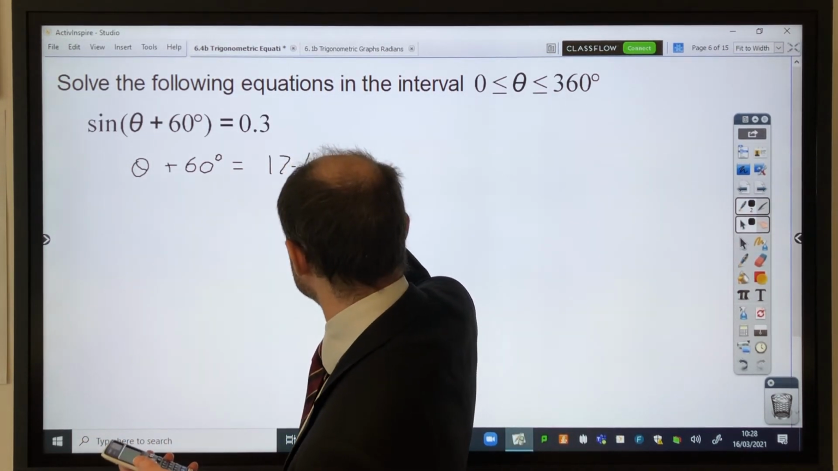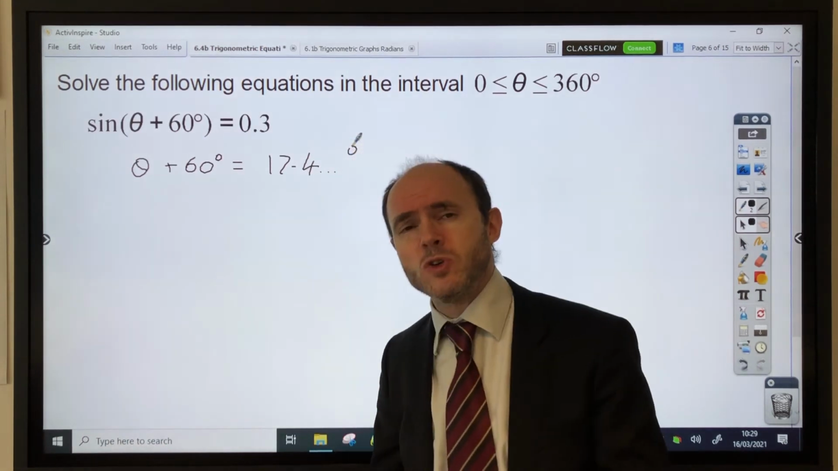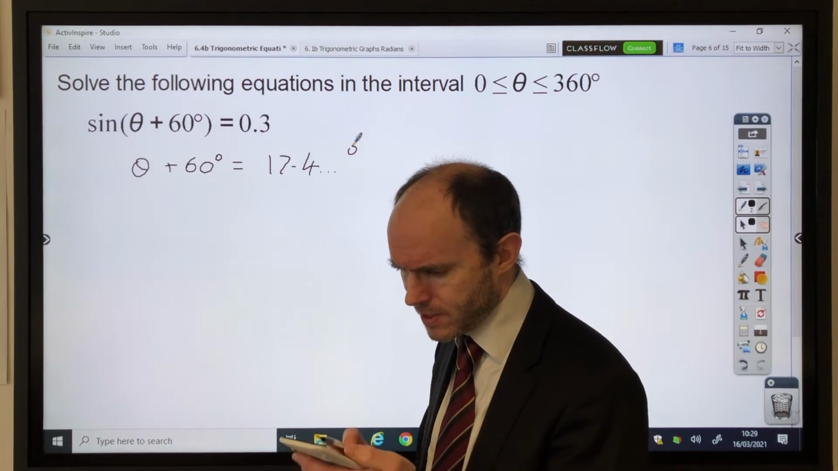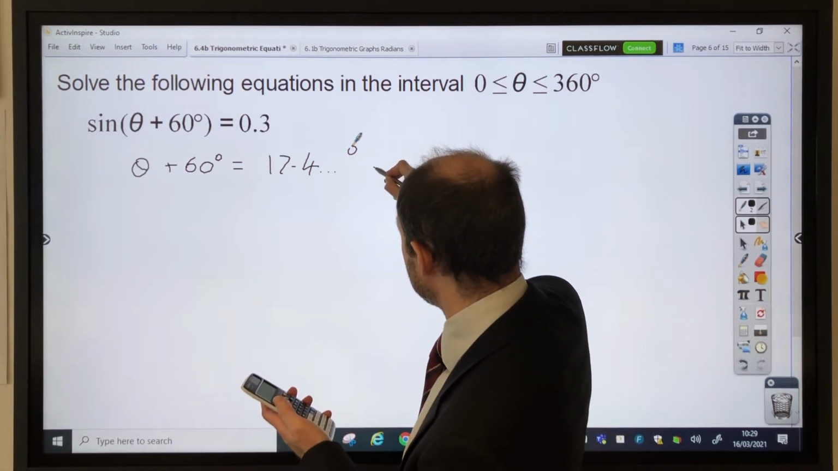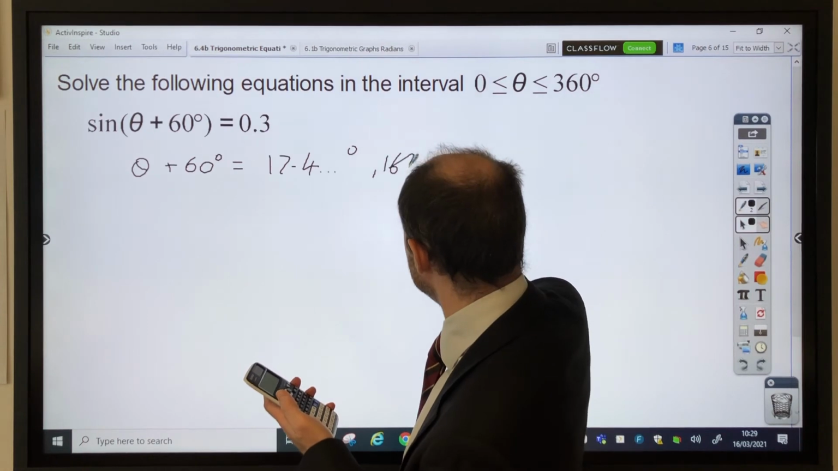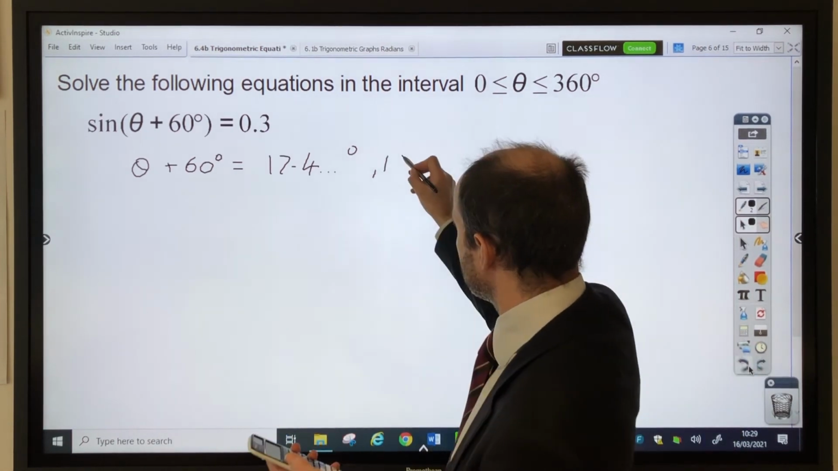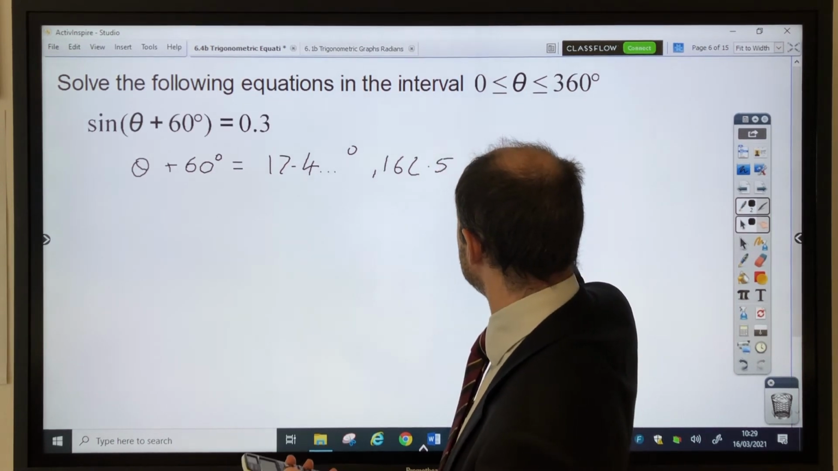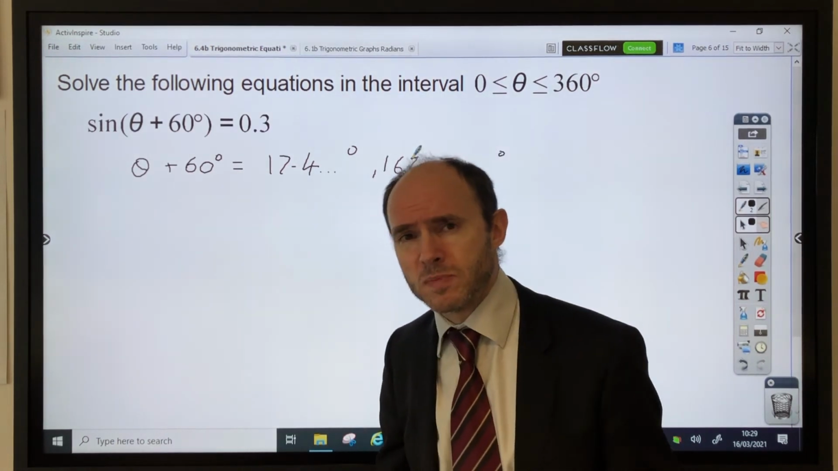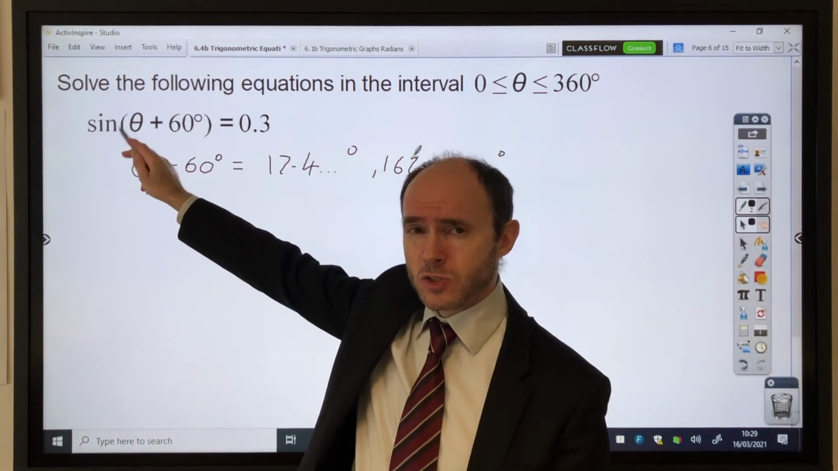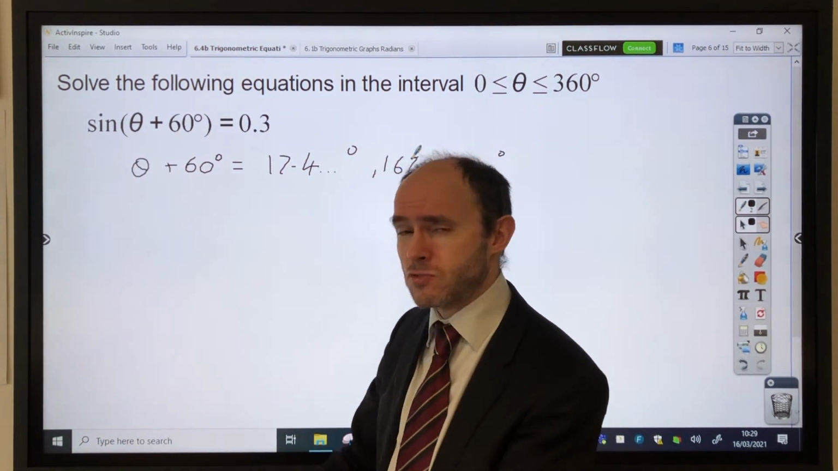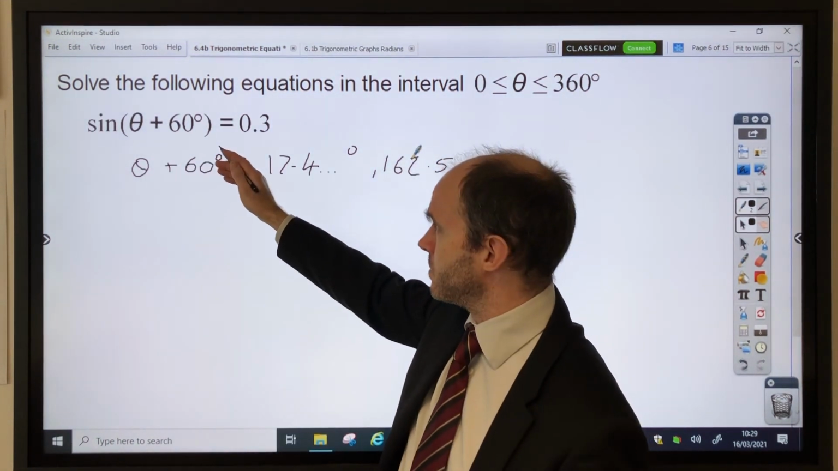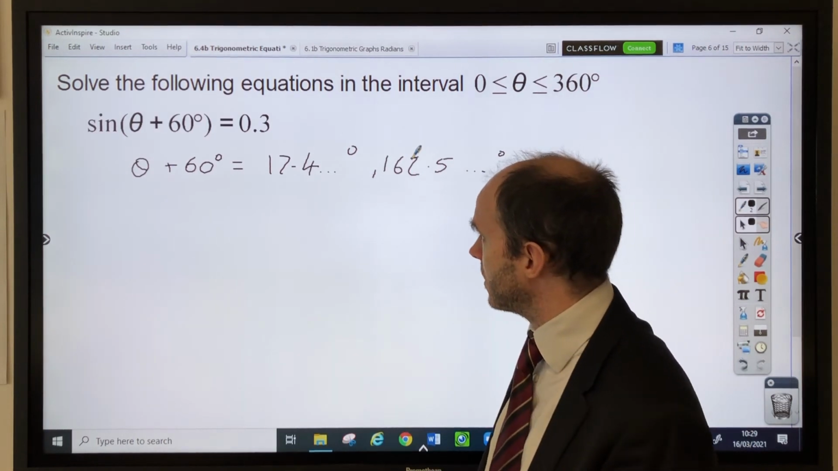17.45 something is what we get for that one. And as soon as you do the inverse sine, get another one. So we do 180 subtract that answer, and that's also going to be 162.5. Terrible the writing on my board sometimes. Now there's only going to be two answers because the angle here is just theta, so it's not 2 theta or 3 theta. So all that's happened is the graph has just been translated left 60 degrees. So there's two solutions generally to our equation here.